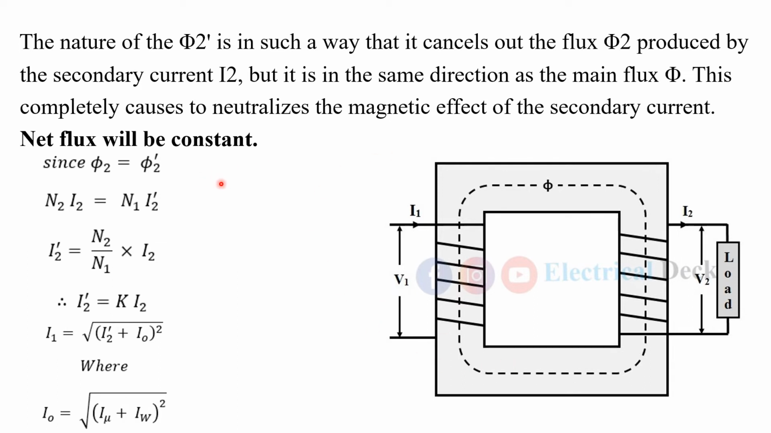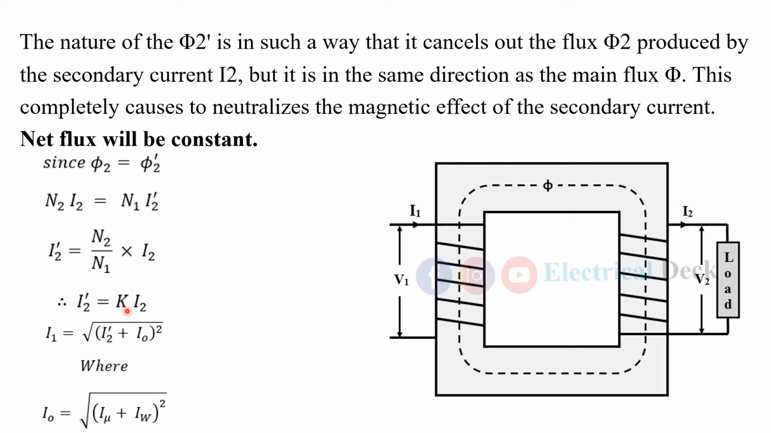So we can say the net flux will be constant. Here we can see the primary and secondary ampere turns will be equal. N2 I2 will be the secondary ampere turns, and N1 I2 dash will be the primary ampere turns. On equating both of them we will get I2 dash as K into I2.